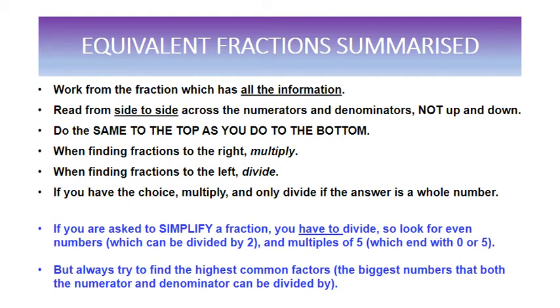But of course, if you're asked to simplify a fraction, you will have to divide. So in that case, you can look out for even numbers, which can be divided by 2, and multiples of 5, which will always end with a 0 or a 5. But ideally, what you want to do is to try to find the highest common factor. In other words, the biggest number that both the numerator and denominator can be divided by. And that's, of course, where your times table knowledge will come in.